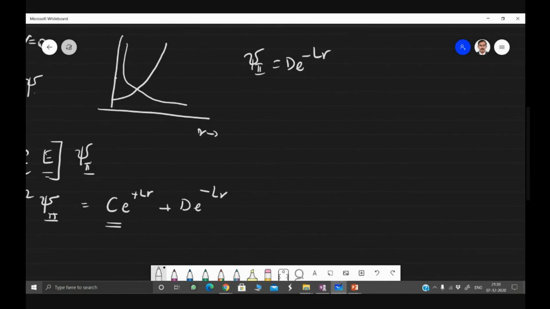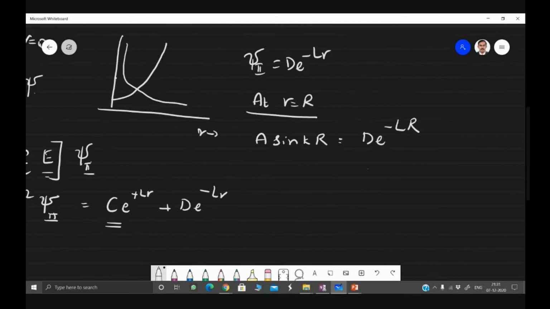Okay, in region 1 we have a sinusoidal form of the wave function, and in region 2 we have an exponentially decreasing function. The wave function has to be continuous, and in order to satisfy the continuity at r equal to capital R, both these wave functions must be equal. That is A sin KR, with capital R, must be equal to D e power minus L capital R.